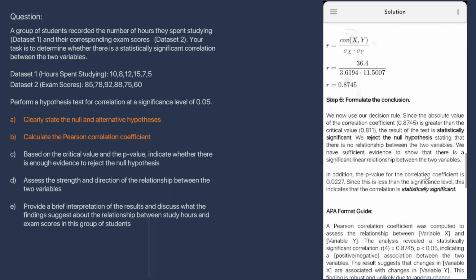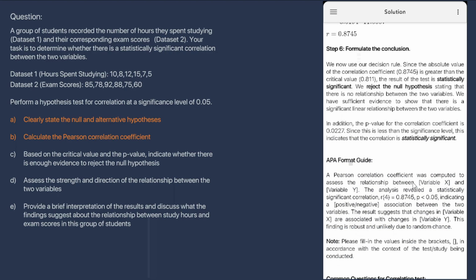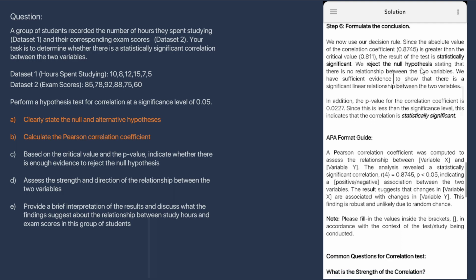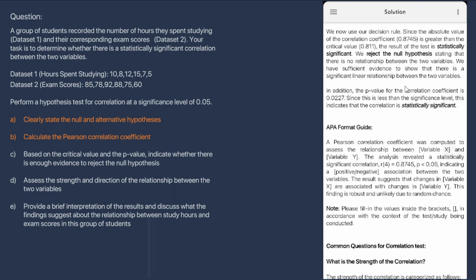For step 6, we formulate the conclusion using our decision rule. Since the absolute value of the correlation coefficient 0.8745 is greater than the critical value of 0.811, the result of the test is statistically significant. We reject the null hypothesis, stating that there is no relationship between the two variables. We have sufficient evidence to show that there is a significant linear relationship between the two variables.